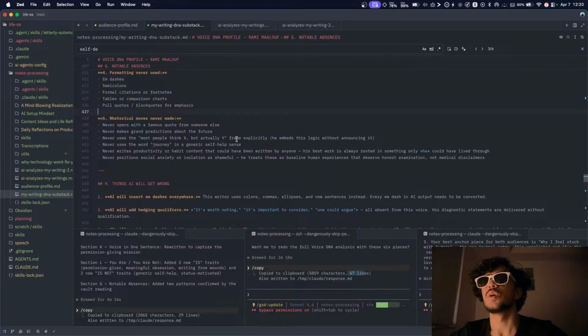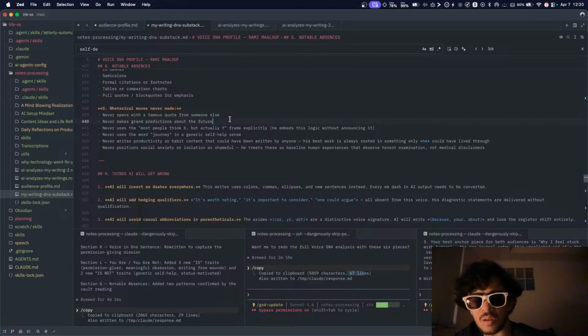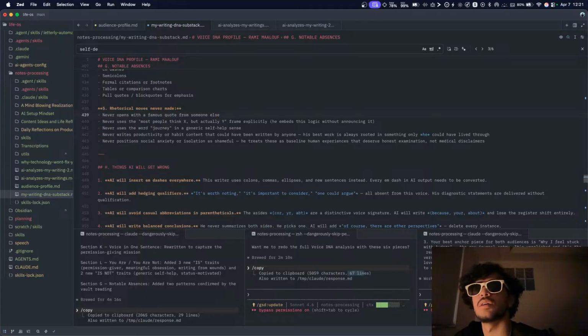Pull quotes. Never opens with a famous quote from someone else. Yeah, kind of. I have one though. Never makes grand predictions about the future. I could sometimes do that. Never uses the "most people think, but actually" frame. He embeds this logic without announcing it. That's not true, bro. I've used that framework sometimes.